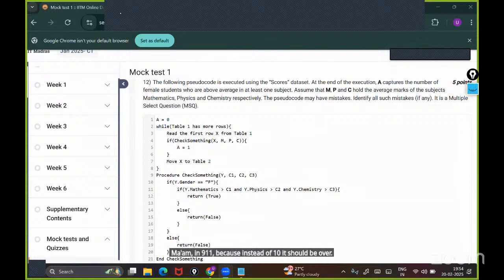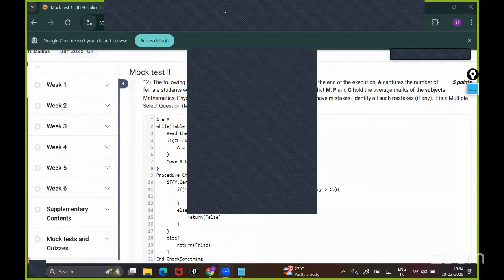If y mathematics greater than C1 or y physics greater than C2. Line 10 has error.